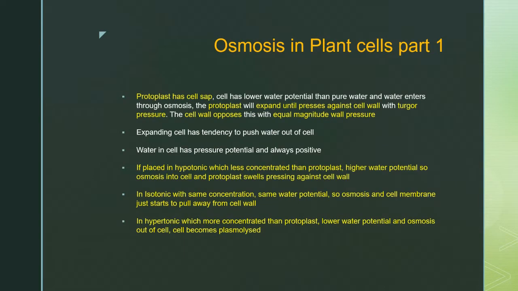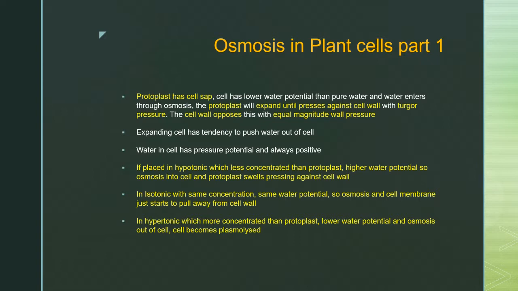So, osmosis in plant cells, part 1. It's quite a long story, but it's a story nonetheless, so it sort of helps you get across it. Basically, the protoplast of the cell has a cell sap, and the cell will have a lower water potential than pure water. So as water enters through osmosis, the protoplast will expand until it presses against the cell wall with turgor pressure. Now the cell wall will oppose this with an equal magnitude wall pressure.